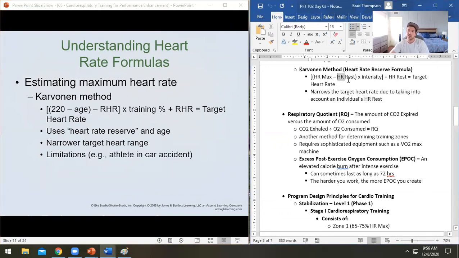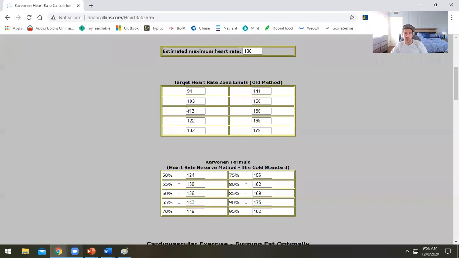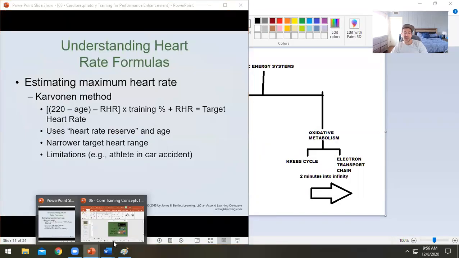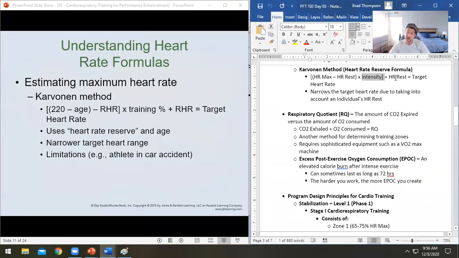You subtract your resting heart rate. For me, that'd be 59. Multiply it by your desired intensity. So that's either going to be 65, 75, 85, 95, whatever percentage you need it to be. You're going to multiply that percentage, and then you're going to tack that resting heart rate back on at the end, right? So you're going to add that resting heart rate. That's going to give you a new target heart rate. And that's going to narrow down those ranges to give you a specific range to hit.